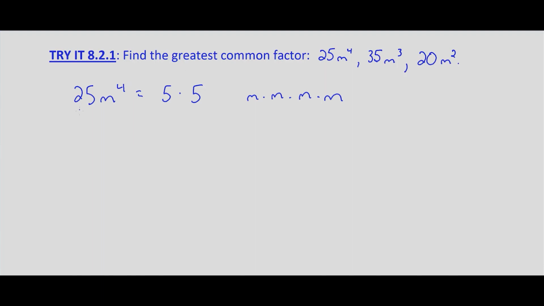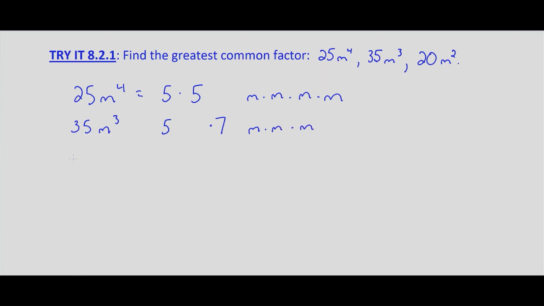Now we'll do the same thing for the second term, or the second monomial, 35m cubed. We always start with the smallest factor first. In this case, we'll have a 5 times 7. There's no other 5, but there is a 7. And then m cubed will be m times m times m.